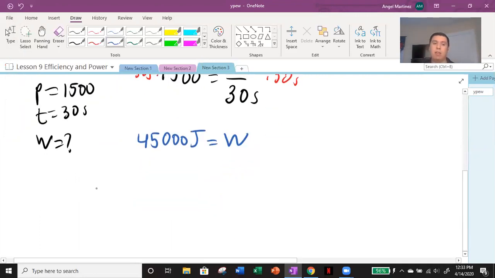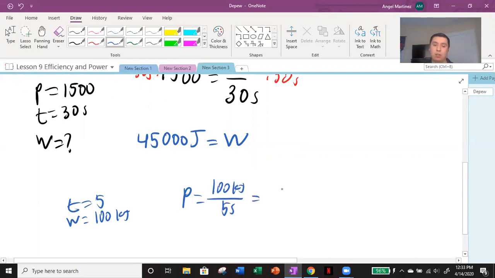Another thing, let's say we have this time T was 5 and W was 100 kilojoules. The power will be a little bit different. So we have 100 kilojoules divided by 5 seconds. That equals 100 divided by 5 is 20, so 20 kilojoules per second, or we could just do kilowatts.